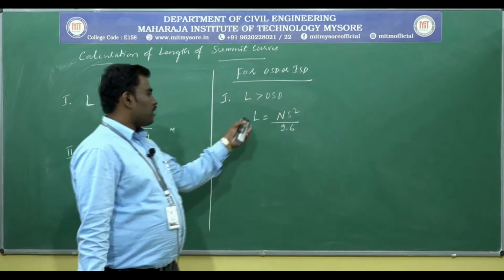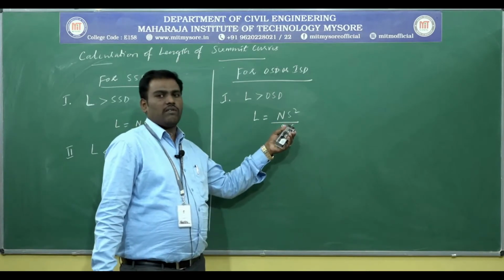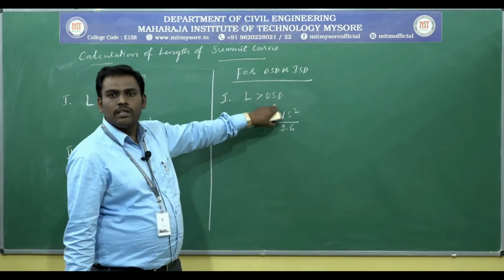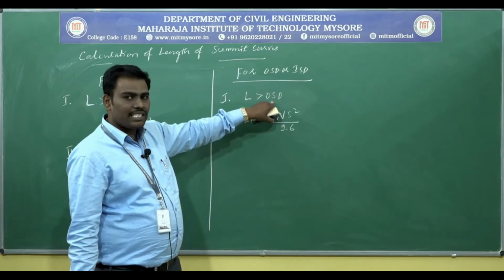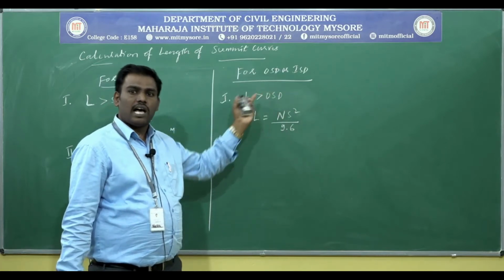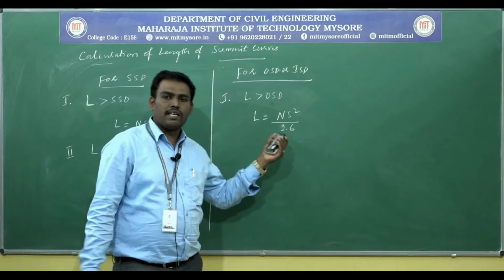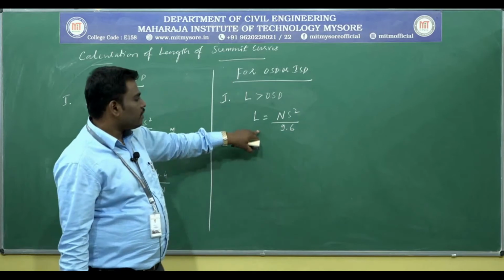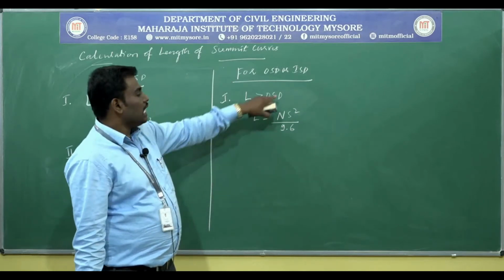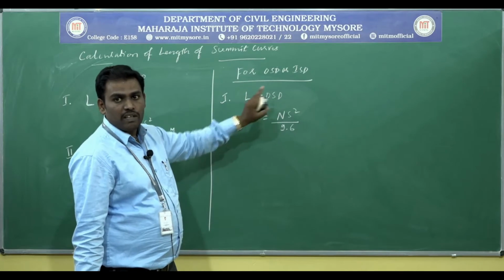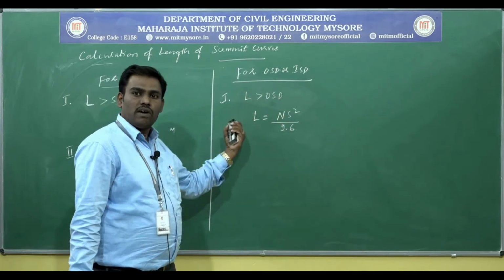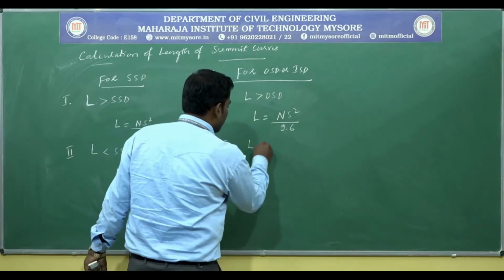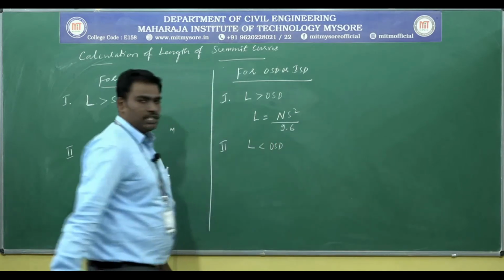Whatever length of summit curve we get from this equation, if it is greater than the overtaking sight distance or the given intermediate sight distance, then the assumption is correct, and that length will be adopted as the length of summit curve. But if the length obtained is less than the given OSD or ISD, then the assumption is wrong. Then we go for the second case, that is length of summit curve less than OSD or ISD.